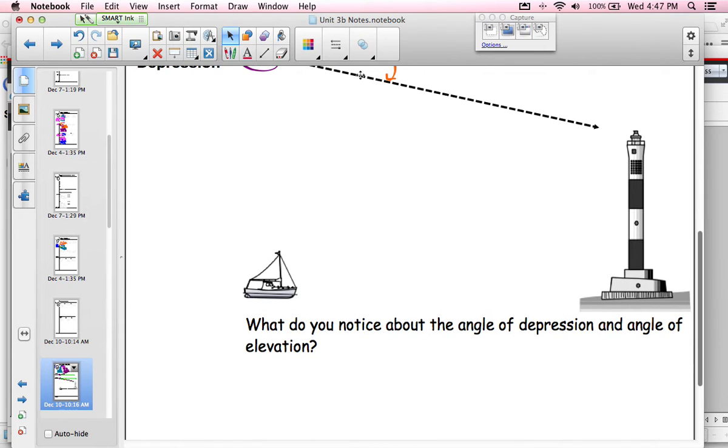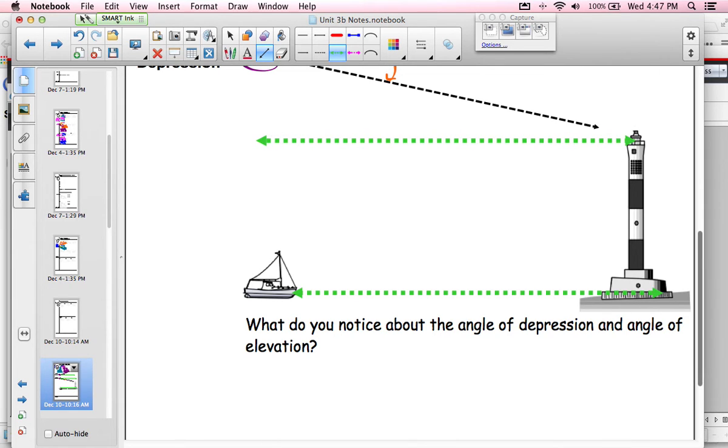So in this picture, here we have a boat and we have a lighthouse. If you're on the boat, then you know your horizon is like this. If you're up here in the lighthouse looking, then this is the horizon. These lines are parallel with each other because it's the horizon line. It's supposed to be just straight out from where you're at. They're parallel, and that's important to know. So I'm going to mark these as being parallel.